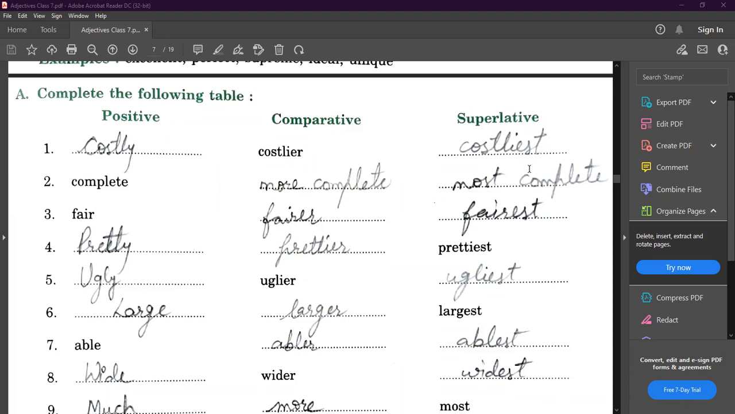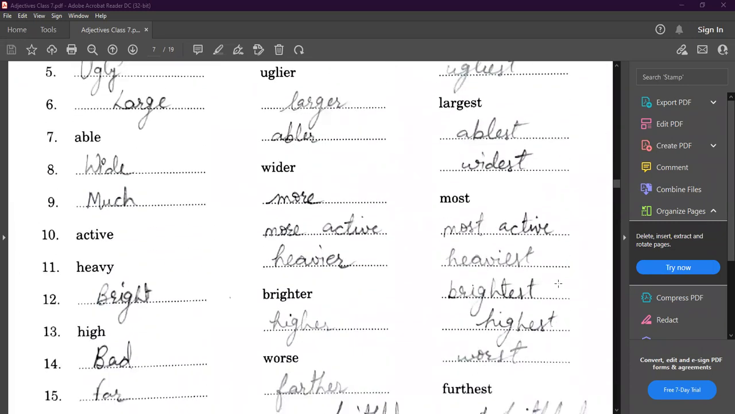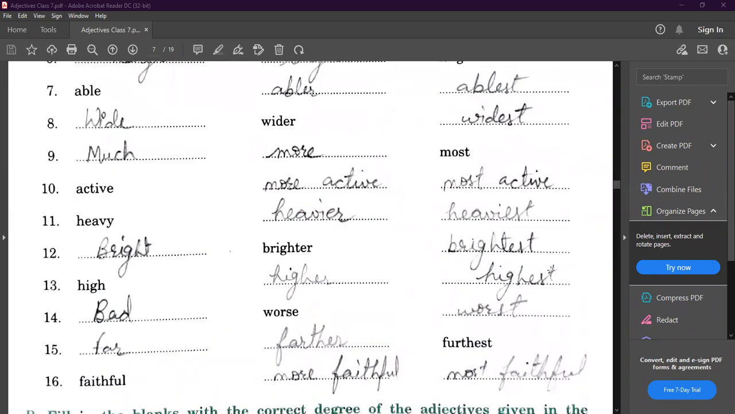देखो बेटा, ये जो तीनों एडजेक्टिव्स की तीनों डिग्रीज हैं, ये आपने ऑलरेडी पिछली क्लासेस में पढ़ी हुई हैं. Able, abler, ablest. White, whiter, whitest. Much, more, most. Active, more active, most active. Heavy, heavier, heaviest. Bright, brighter, brightest. High, higher, highest. Bad, worse, worst. Far, further, furthest. Faithful, more faithful, most faithful.